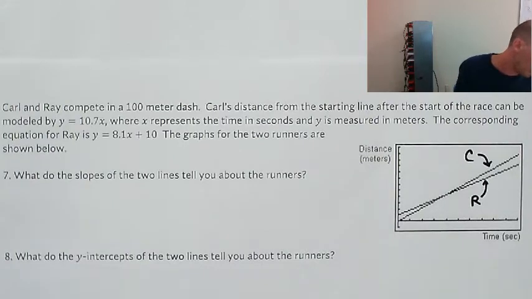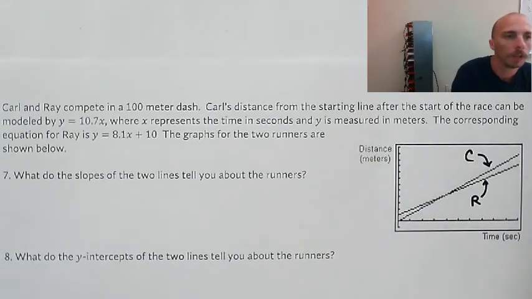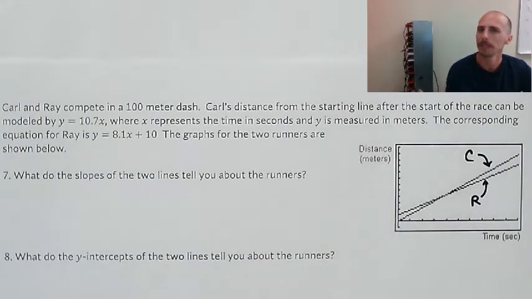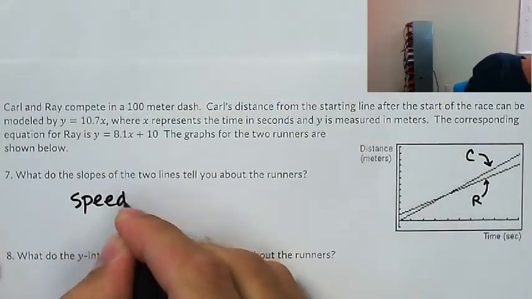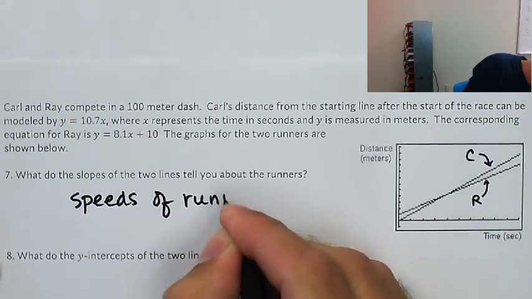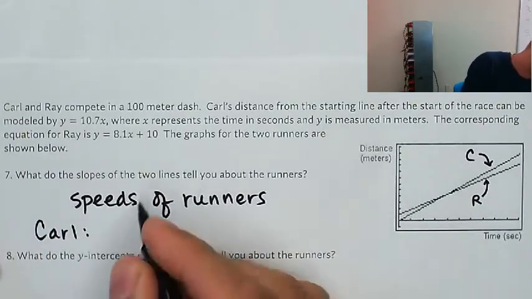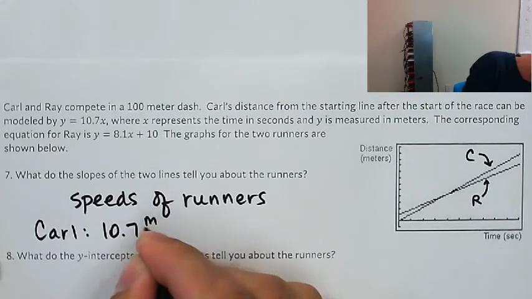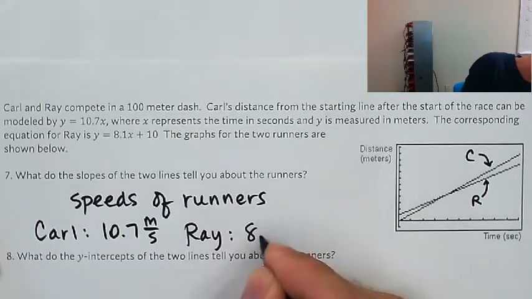Okay, what do the slopes of the two lines tell you about the runners? Well, let's talk about the units of the slope of the two lines. The units are meters, units of y, divided by units of x, seconds. Meters per second. Okay, it's like a speed, right? How much distance are we covering each second? So, the speed of the runner. Moreover, I could be more specific. I could say Carl is running 10.7 meters per second, and Ray is running 8.1 meters per second.